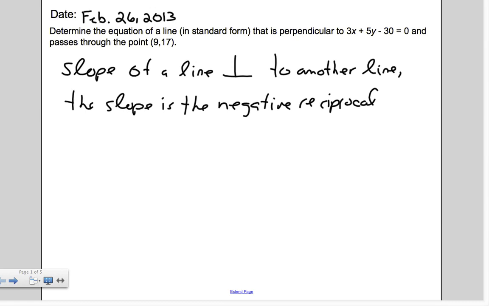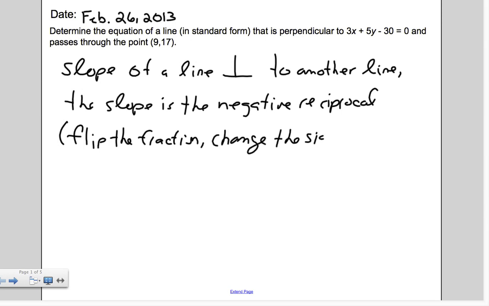Okay, so negative reciprocal, what does that mean again? Flip the fraction. Change the sign. Okay, so that's what negative reciprocal means.